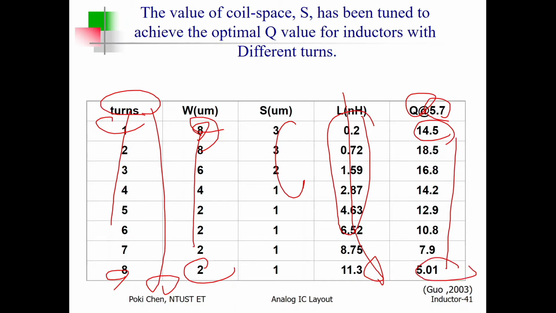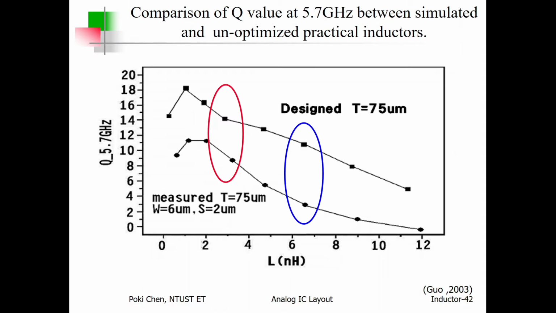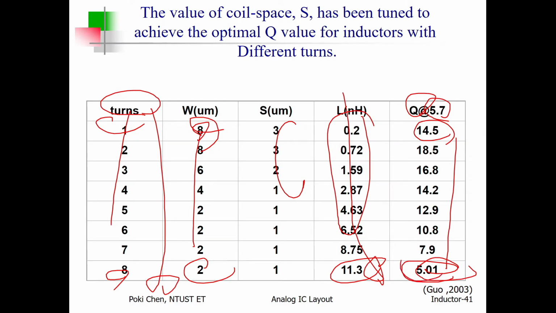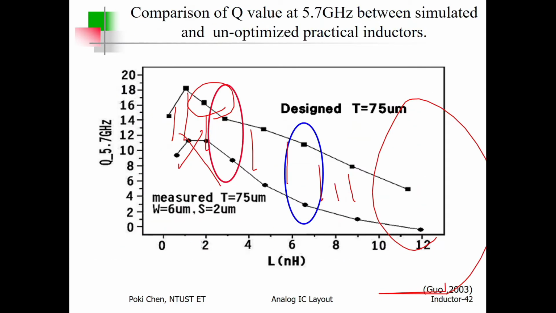Maybe you'll say, hey, look, for larger inductance, the Q factor becomes much smaller, right? That is the tendency. You need to pay for it. But if you have a look at this with optimization and without optimization, you will see a big difference, right? Here, if you complain the Q factor here is no good, please have a look.